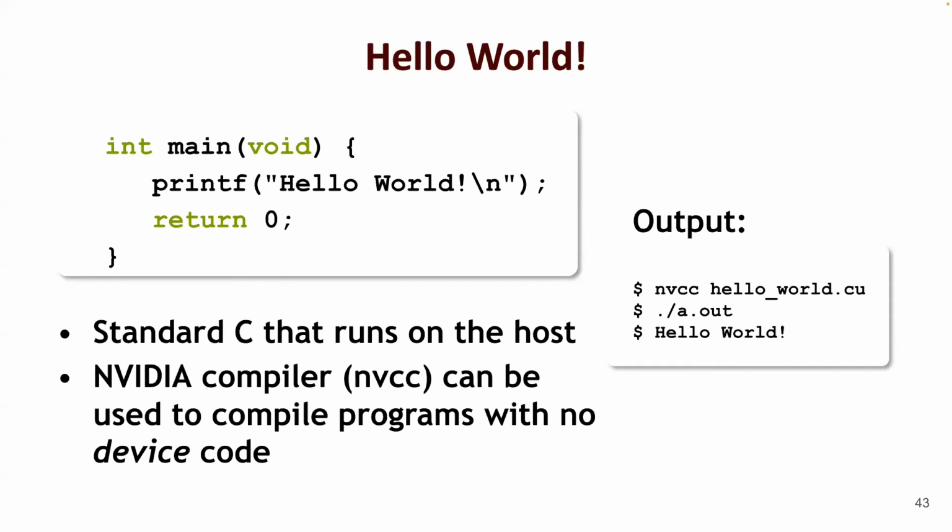So the NVIDIA compiler, NVCC, can compile C code by default. You don't need it to be CUDA code for this compile. You can call it a .cu file by itself, and it doesn't use any CUDA functionality. It's just standard C code. You can call it .cu and NVCC will compile it and generate output. You can run it, and it just prints out hello world.